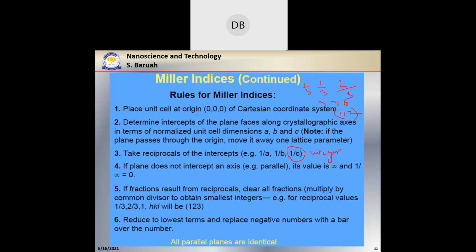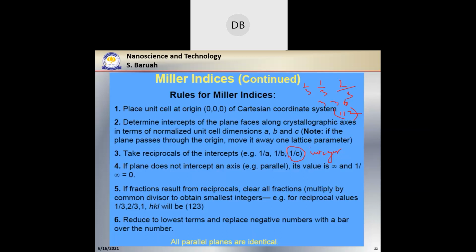Otherwise, we'll discuss again. You can try that out. It's not very difficult. So if a plane does not intercept, we are talking about parallel planes, right? So parallel planes will never cut each other, right? So if they never cut, then the intercept will be infinity, right? It will never cut. So then the Miller index calculation will be 1 by infinity, which will give you a 0. All right.